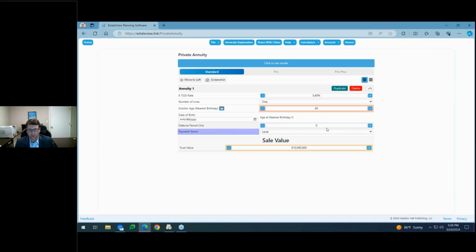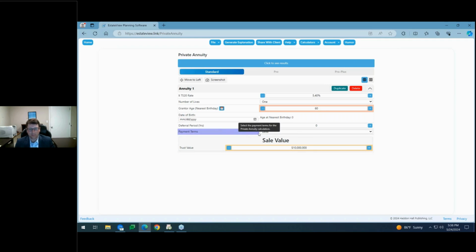Do we want to defer this annuity at all? Is it going to start immediately, or will it start in 5 years? We can insert that deferral calculation into the EstateView software as well. We'll assume that it won't be deferred for purposes of this illustration.